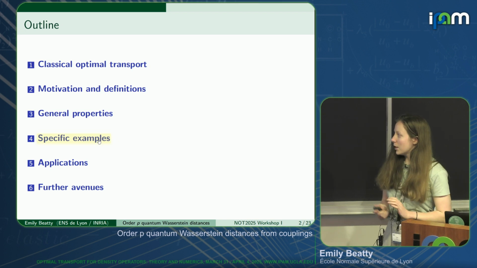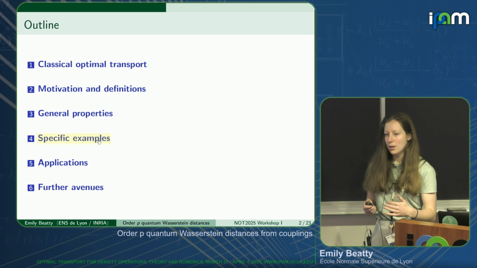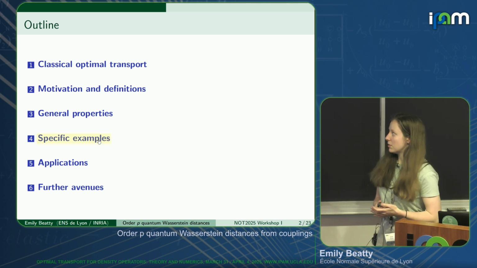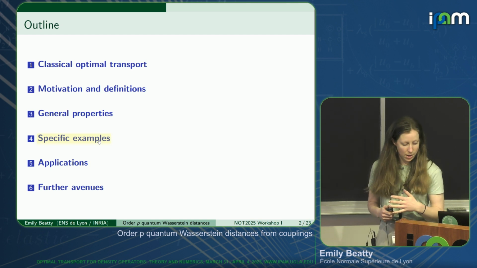So in this work, as I said, we propose a definition of the hierarchy of quantum Wasserstein distances of order P based on an underlying distance on pure states.